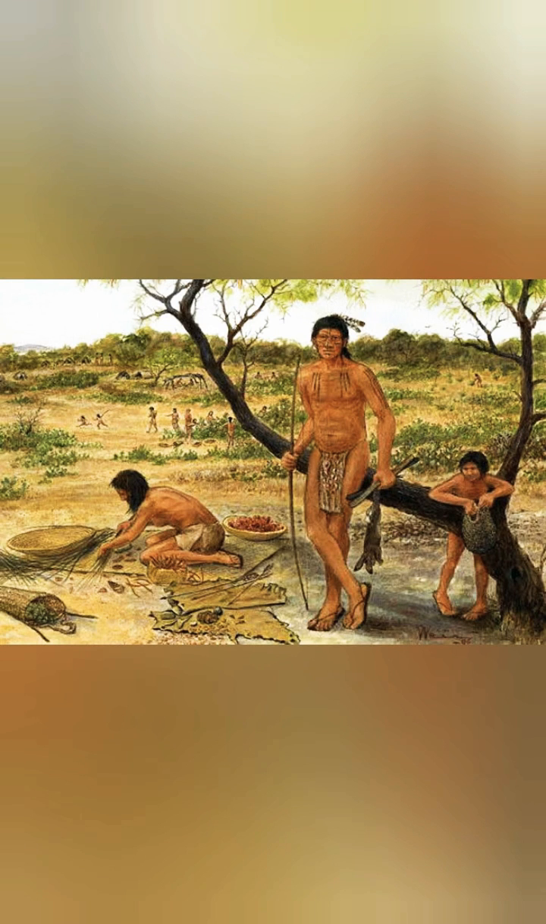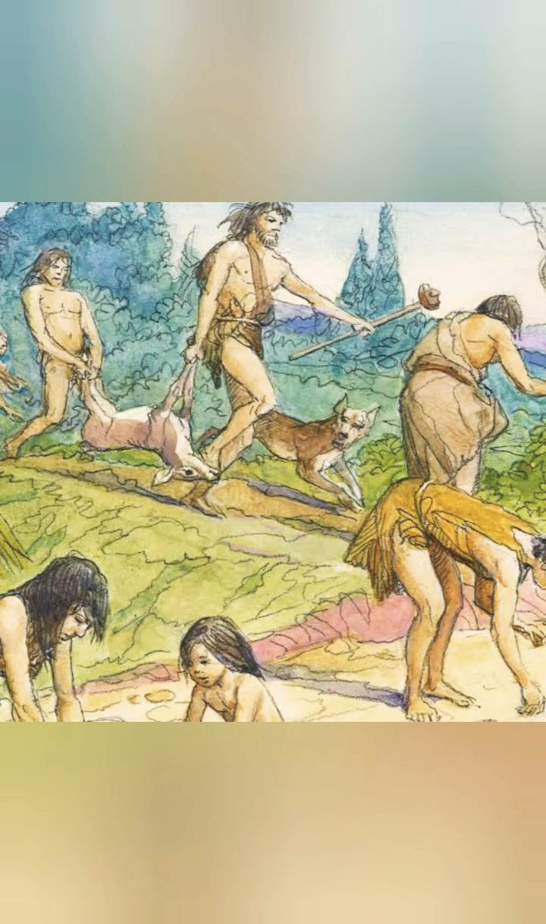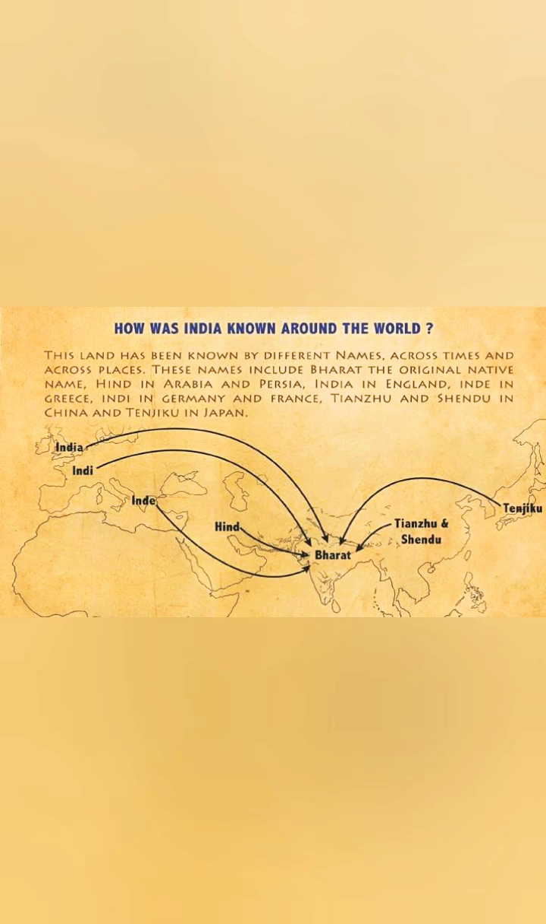What did early people do? They were skilled gatherers and even hunted animals. They began to grow crops like wheat and barley. They even reared animals.